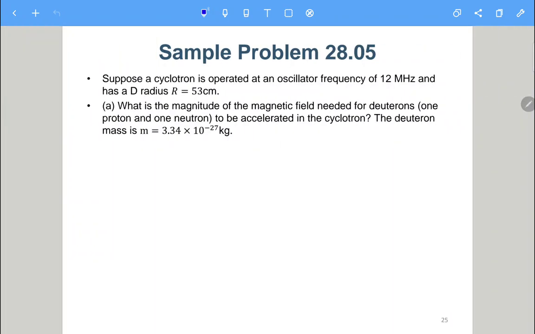Okay, so here we have another sample problem. It says, suppose a cyclotron operates at an oscillating frequency of 12 megahertz and has a radius R of 53 centimeters. What is the magnitude of the magnetic field needed for a deuteron? A deuteron means it has one proton and one neutron.